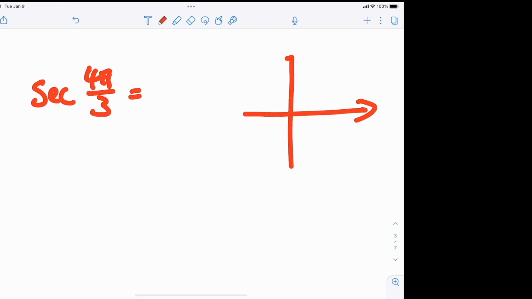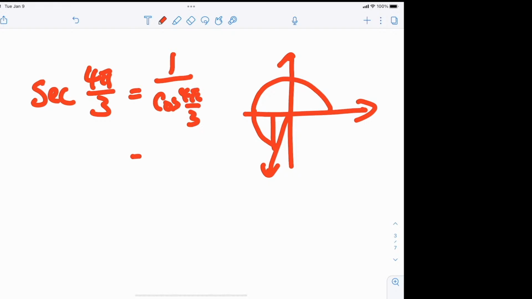So 4 pi over 3 is in which quadrant? What is 3 pi over 3? This is 4 pi over 3. It's right here. Then you say, okay, that seems like a skinnier triangle. It's closer to the y-axis. It should have a smaller x value. So it'll be 1 over cosine of 4 pi over 3. And that's equal to 1 over negative half.